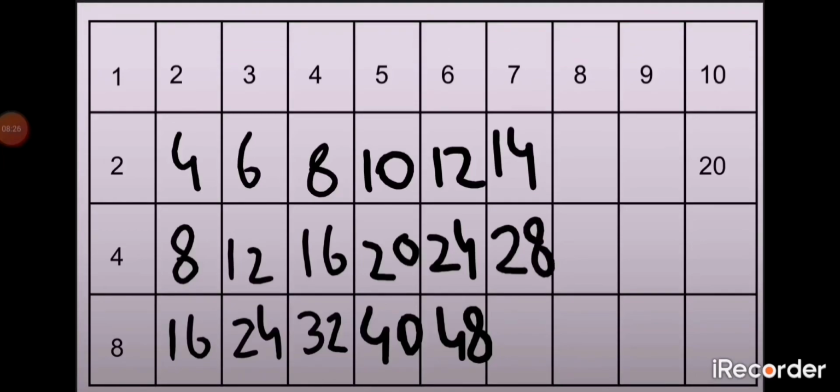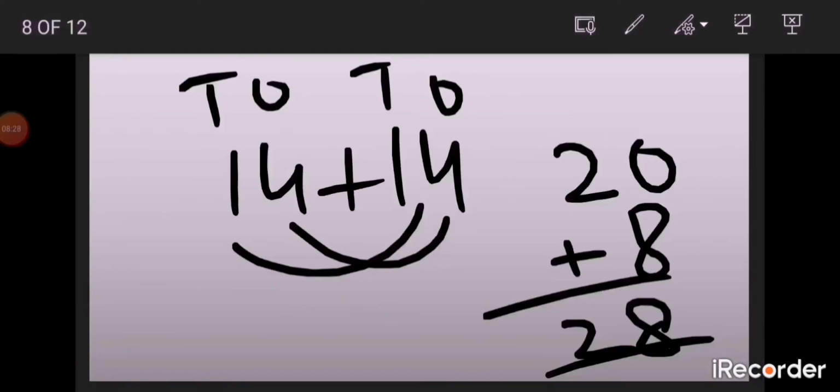So what is the double of 28? Again, we will use the rough work column. 28 plus 28. Again, put the place values.